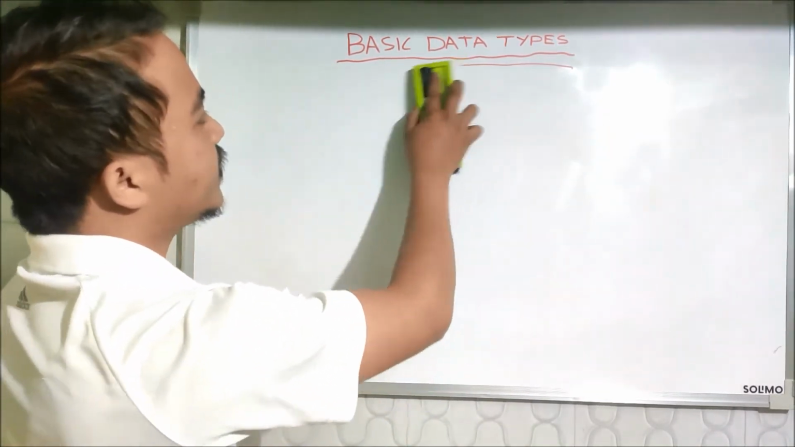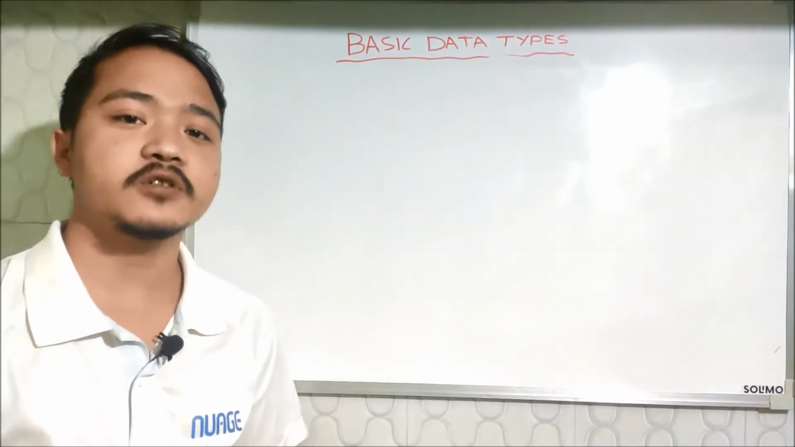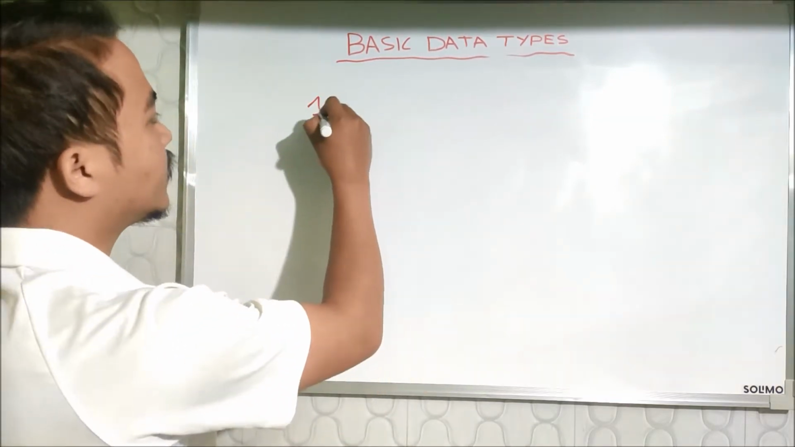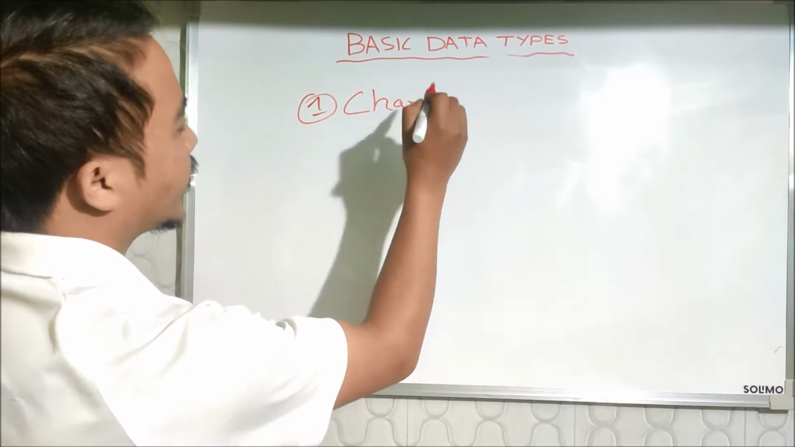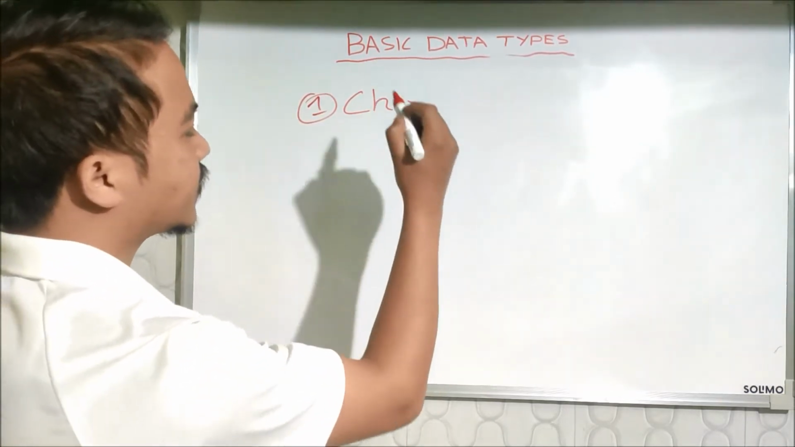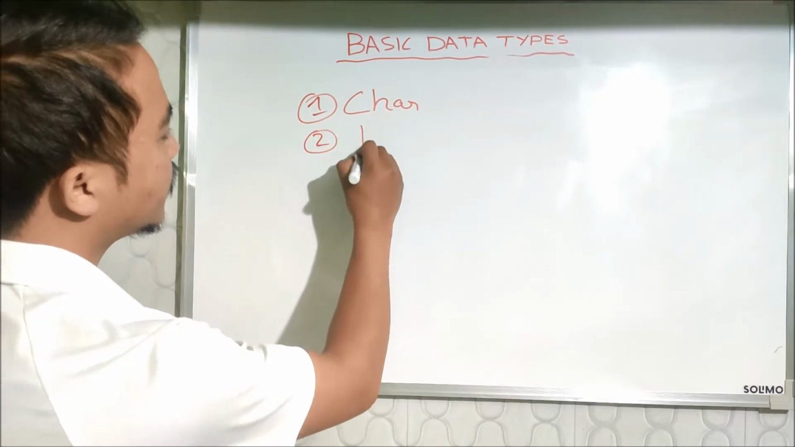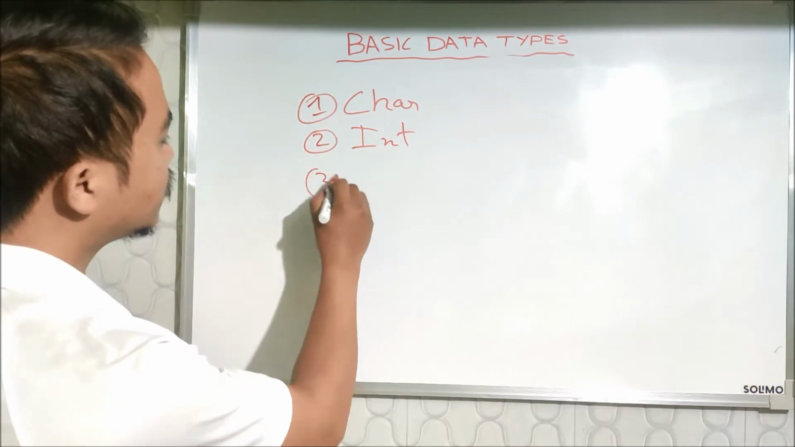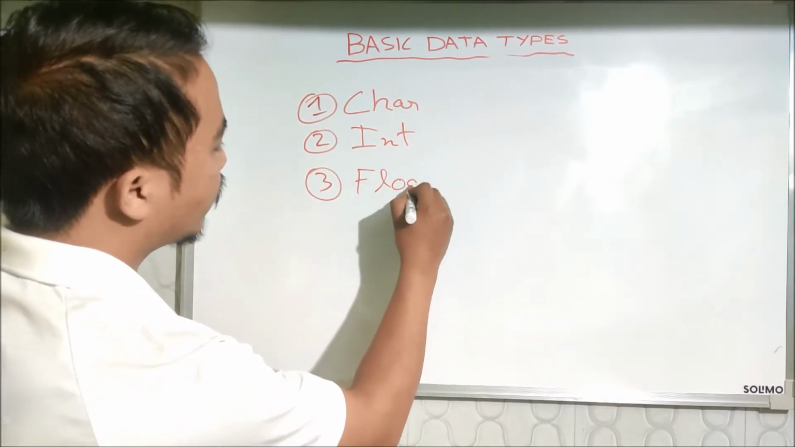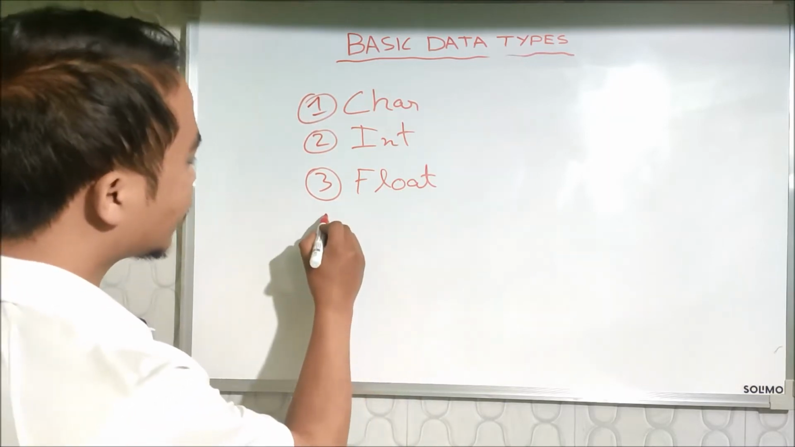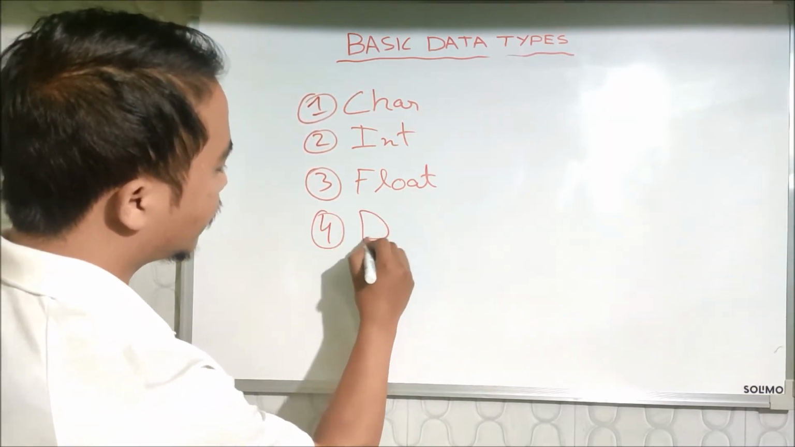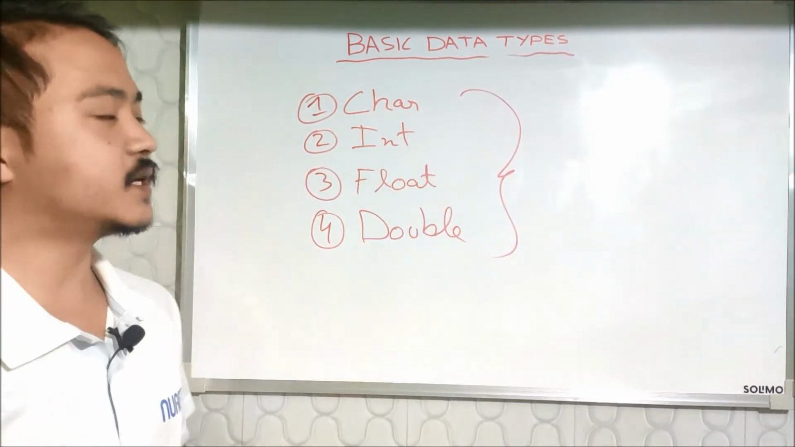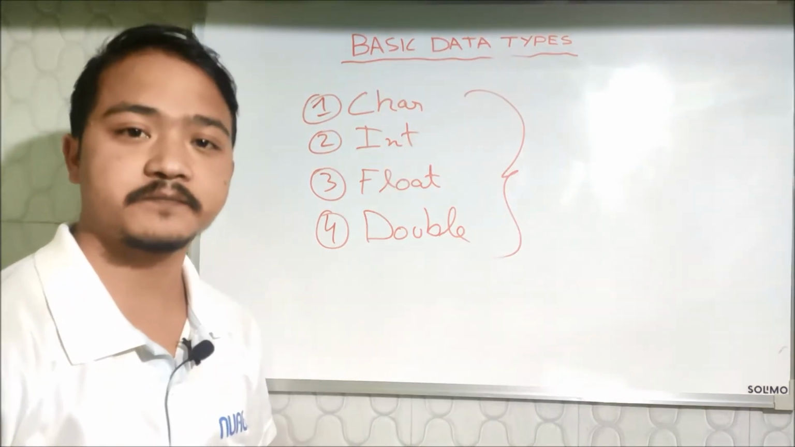So in C programming we have 4 basic data types. The first one is char, character, represented as char. The second one is int, that is an integer data type. The third one is float, and the fourth one is double. We will discuss all these 4 basic data types in detail.